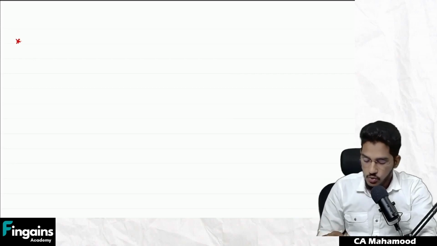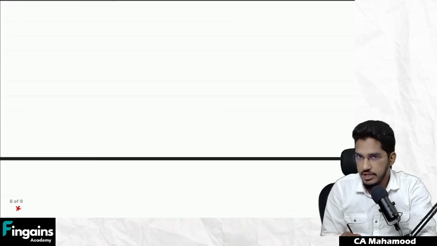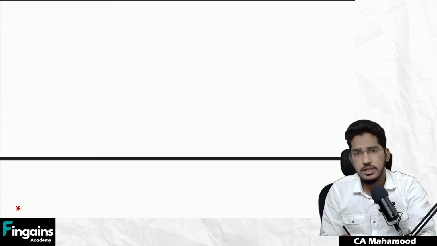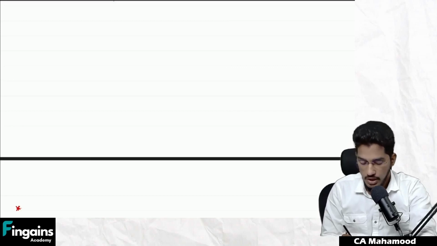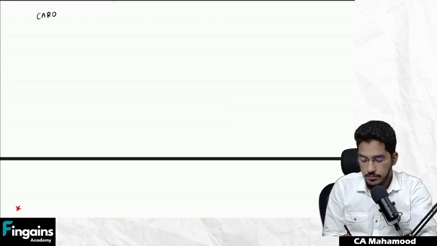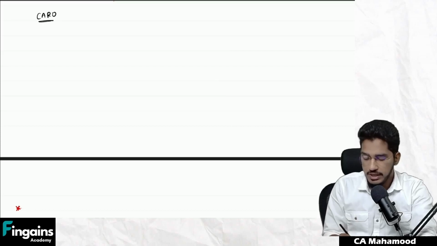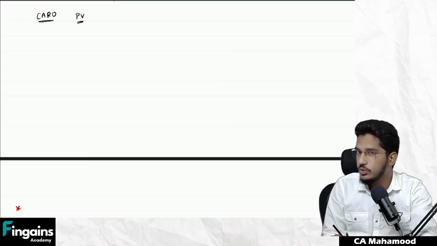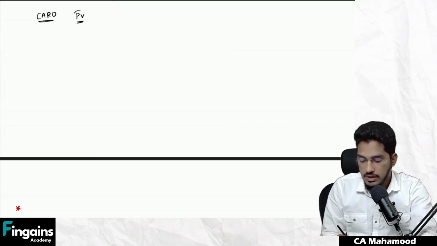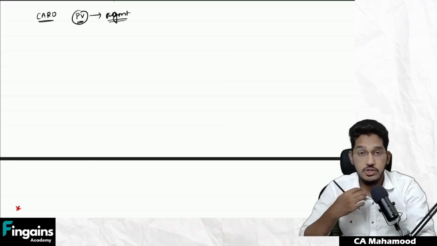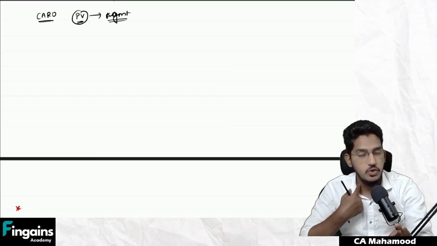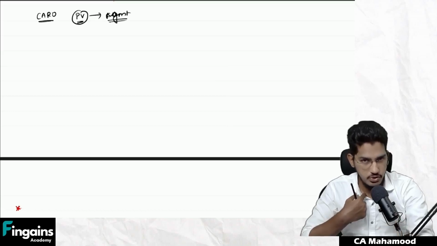You tell me, guys, who is responsible for doing physical verification? Whose responsibility is it to do physical verification of stock? See, this point I have already told you in CARO. Is it the responsibility of the management or of the auditor? Even in CARO we have discussed this point. The physical verification of the stock will be done by management. Management is responsible for doing physical verification of the stock.